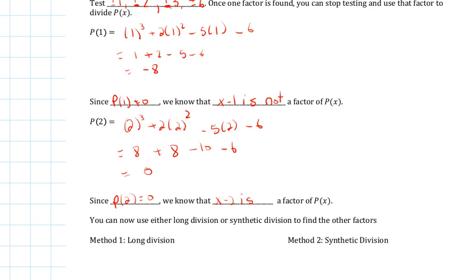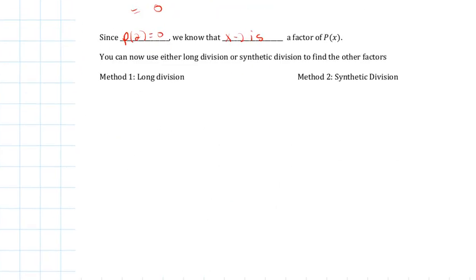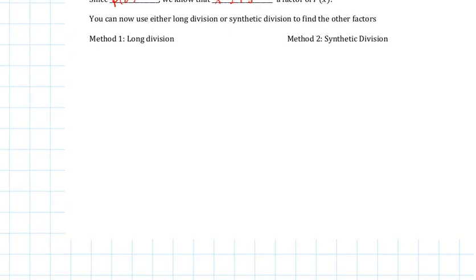All right, so now I know that since P at 2 is equal to 0, x minus 2 is a factor of P of x. So that's good. The faster I can find that factor, the faster I can go on with factoring, okay? So we can use either long division or synthetic division to find the other factors. So now I know my factor, now I need to divide, okay? So let's try with both of them.